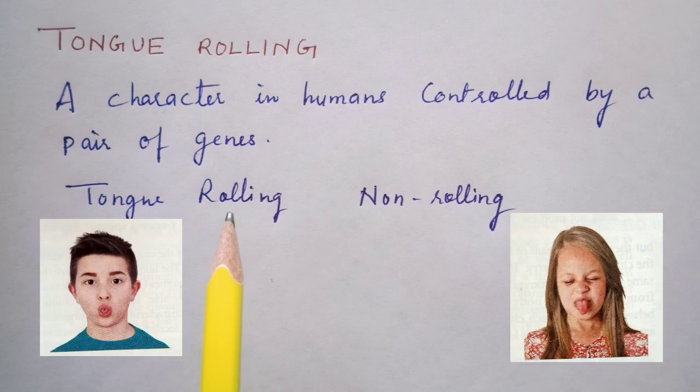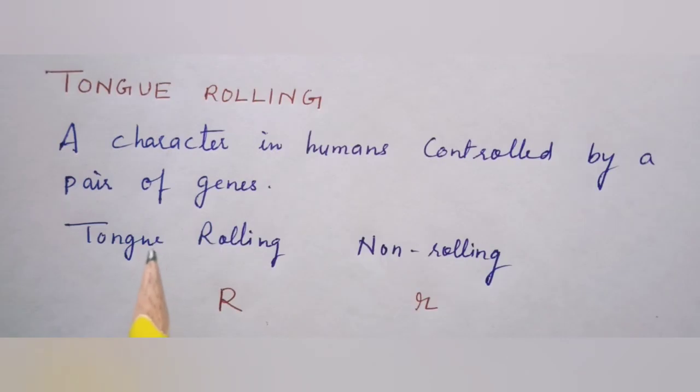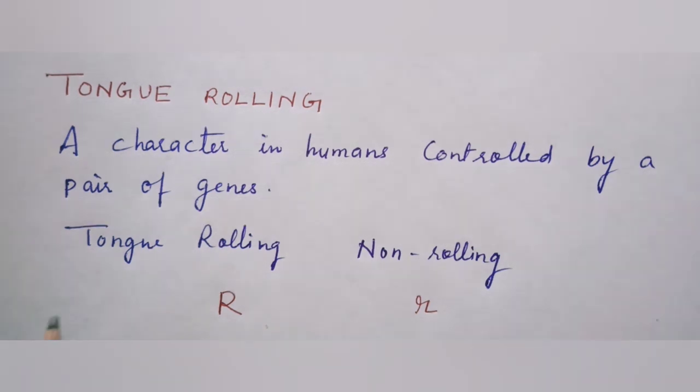A person can roll the tongue or the person cannot roll the tongue. Tongue rolling is a dominant character and non-rolling is a recessive character. The pair of genes which control these characters are present on the autosomes, so here we cannot use the letters X and Y. In such cases, the first letter of the dominant character is used to represent that particular character. So we take the letter R here for rolling.